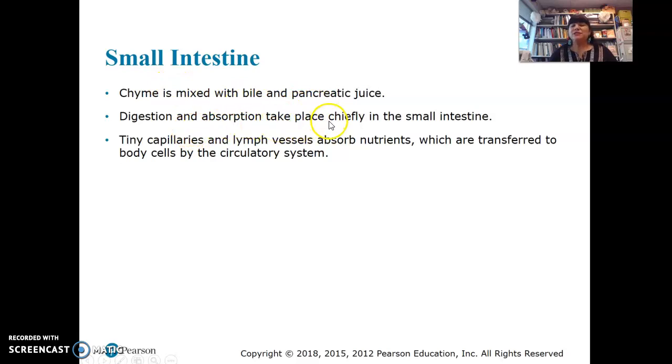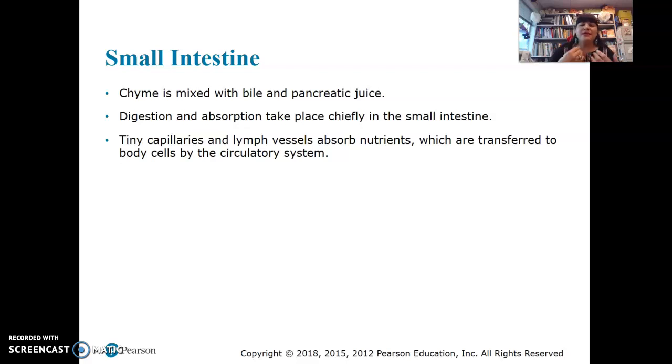Digestion and absorption take place chiefly in the small intestine. So tons of absorption is happening in the small intestine, and some more chemical digestion, breaking the food even further, because you cannot absorb the proteins. Proteins are really huge molecules. You have to break them down to amino acids, which are what make up proteins, before you can absorb them. Same with the carbohydrates.